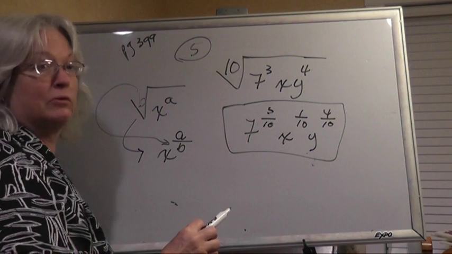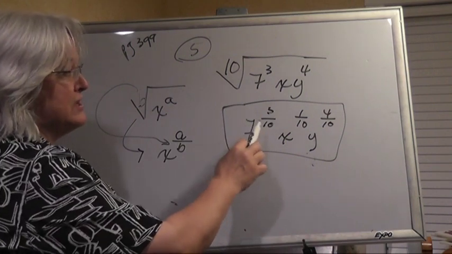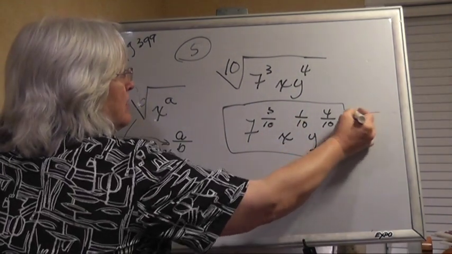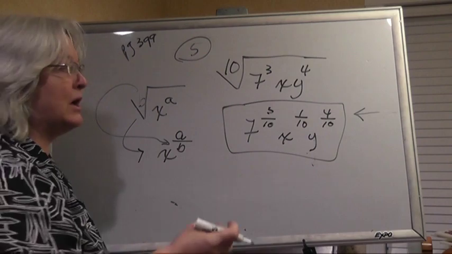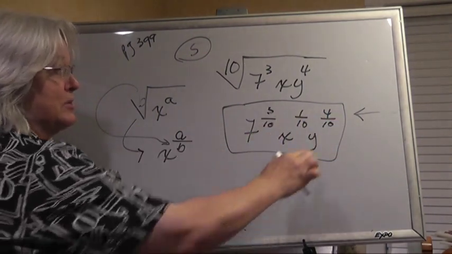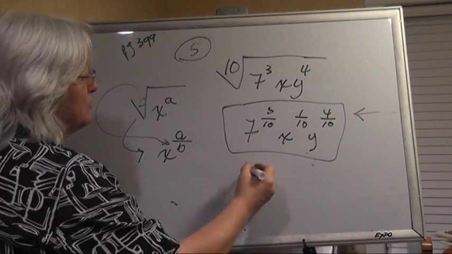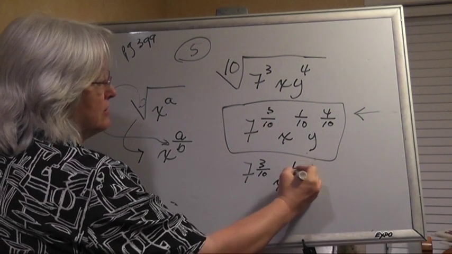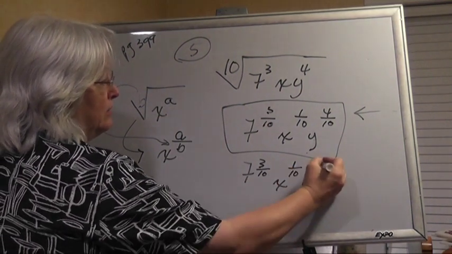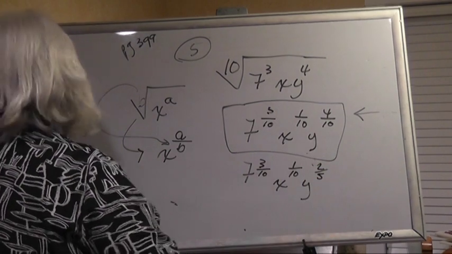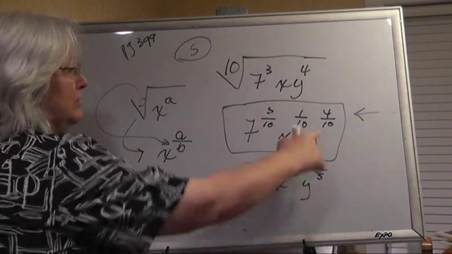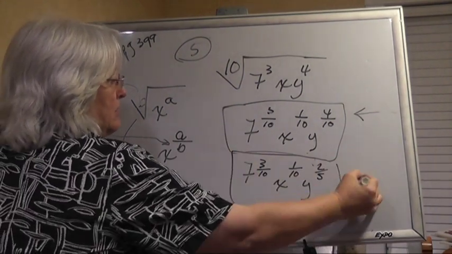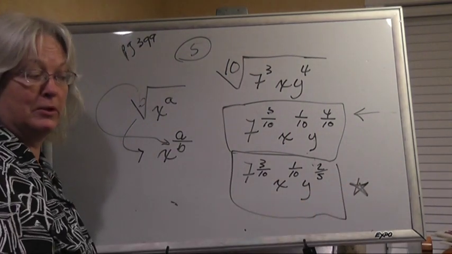Now, this whole thing might look strange to you, but what's still not correct? 7 to the 3 tenths, x to the 1 tenth, y to the 4 tenths. Yeah, that's exactly right. Your simplification rules apply even with fractional exponents. So 4 tenths is not reduced to lowest terms. So this would become 7 to the 3 tenths, x to the 1 tenth, y to the 2 fifths, because you can reduce 4 tenths as a fraction in lowest terms. So this right here is the correct answer to problem number 5.